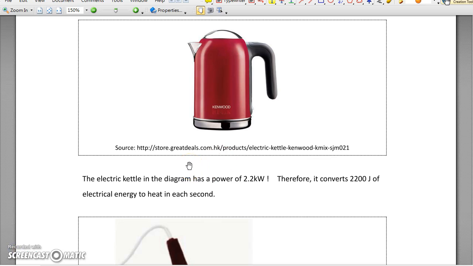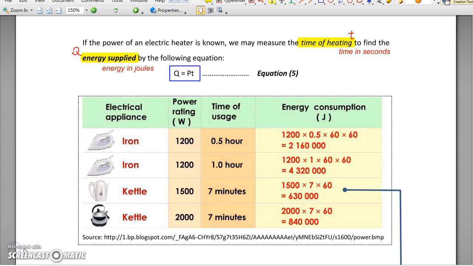The electric kettle here in the diagram is a more powerful heater. It can transfer 2,200 joules of energy to the water in 1 second. So, as you can see, if you are given the power of an electrical appliance, then you may know how much energy it may transfer. For heating, you may use equation 5 here, where Q stands for energy supplied, P stands for power, and t stands for time of heating in seconds.